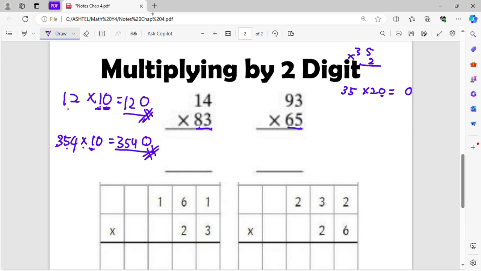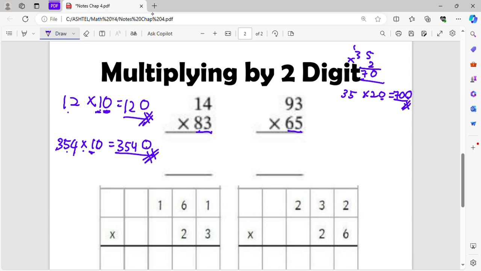Just multiply as usual, start from the back. So 5 times 2, you will get 10. So 10, 1 at the top, 0 at the bottom. Then you multiply 3 with the 2, you will get 6. Add 1 from the top here, you will get 7. So you will get 70. So just write 70. So your answer here is 700.